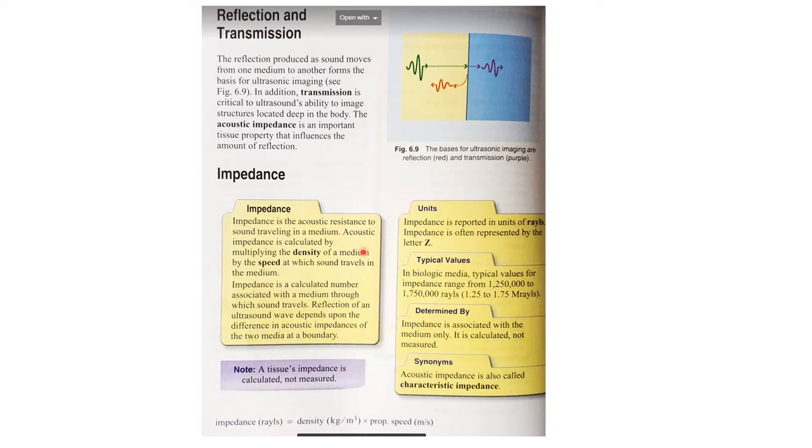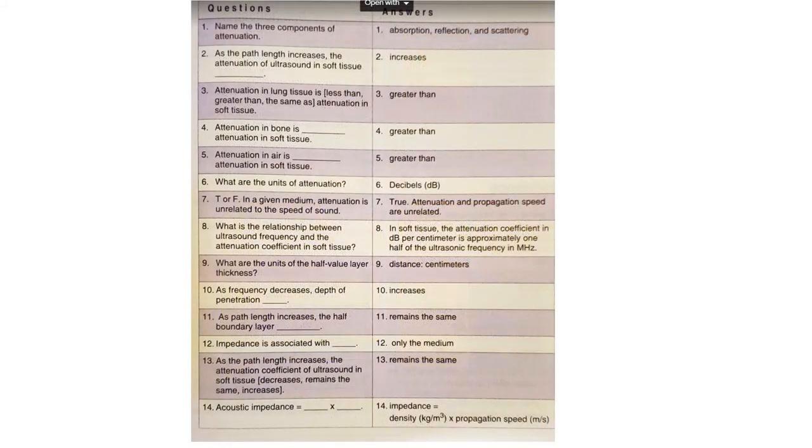And this, I think, is a repeat of an earlier slide, so I'll let it go along. Okay, so here's some questions that review what we have. So name three components of attenuation: absorption, reflection, and scattering. These are like the kind of things that you have on your certification exams. As the path length increases, the attenuation of ultrasound in soft tissue increases.